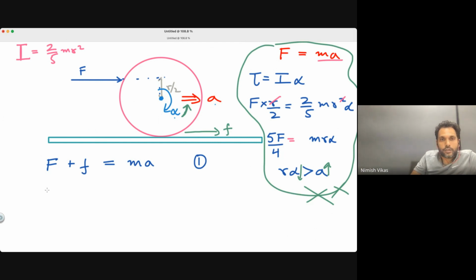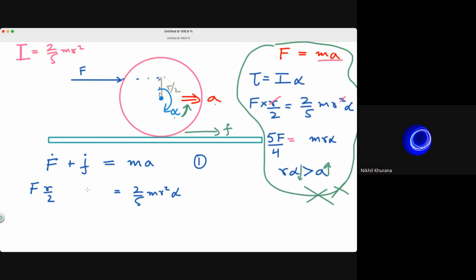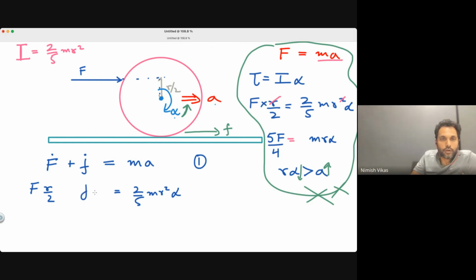Equation number 2 is of the torque. So torque is equal to I alpha, 2 by 5 mR square alpha. And what is this side? The torque. So what are the torques? There are two forces. Each force will give a torque. Let us write due to F, how much is the torque? F into R by 2. What is the torque due to the friction? Small f into full R, right? Because it is R away, right?